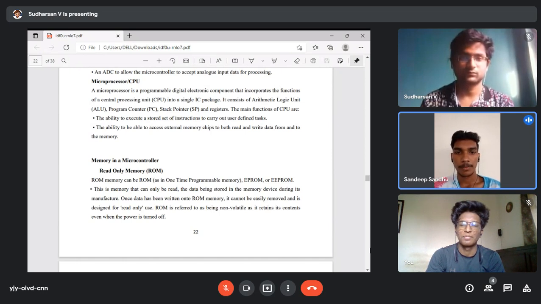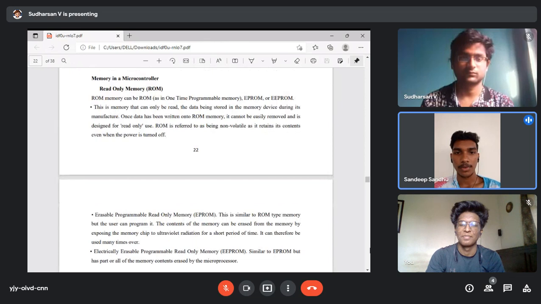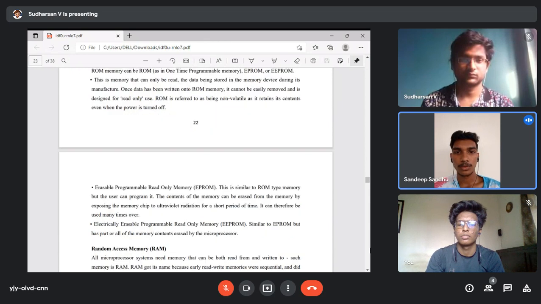Memory in a microcontroller: read-only memory. ROM memory can be ROM, EPROM, or EEPROM. This is memory that can only be read, the data being stored in the memory device during its manufacture. Once data has been written onto ROM, it cannot be easily removed, and it is designed for read-only use. ROM is referred to as non-volatile as it retains its content even when the power is turned off.